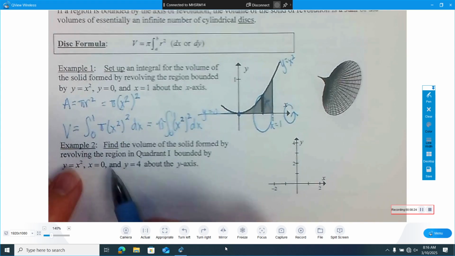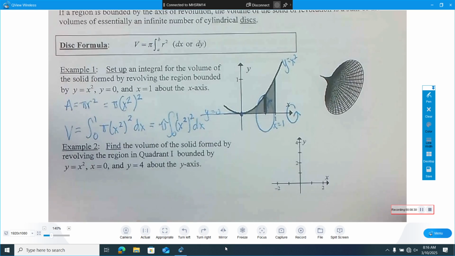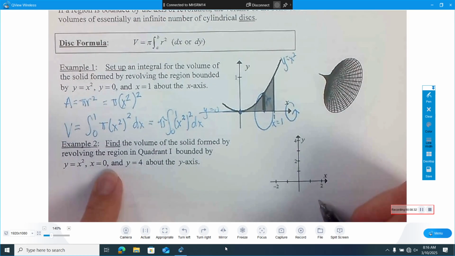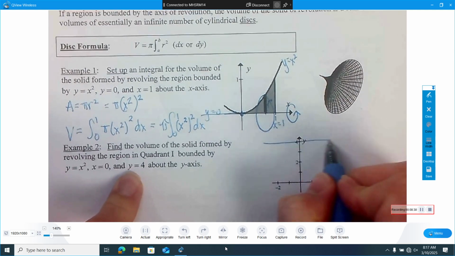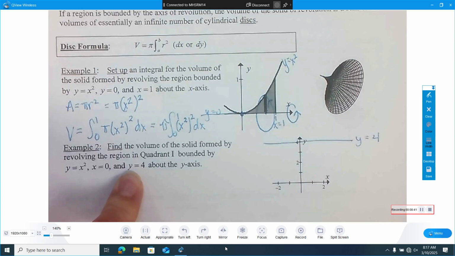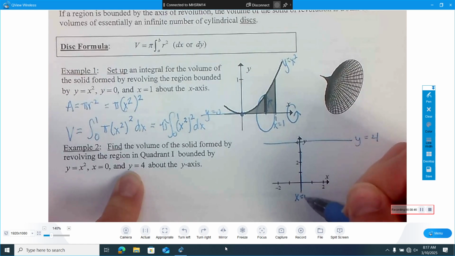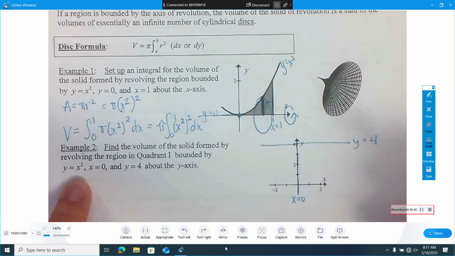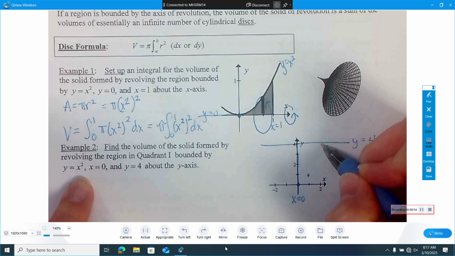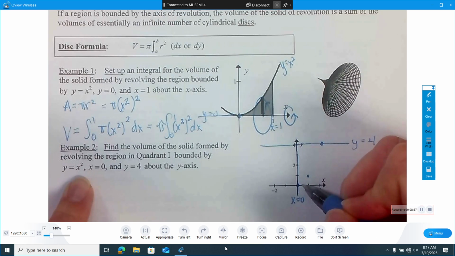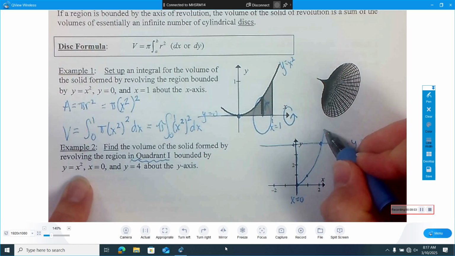Find the volume of the solid formed by revolving the region in quadrant 1, bounded by y equals x squared, x equals 0, and y equals 4. All right, well, that's kind of interesting. Here's our line y equals 4. X equals 0 is this vertical line. And then we have y equals x squared, which of course we know goes from (0, 0), (1, 1), and (2, 4). So there's half of it. And they only want the region in quadrant 1. So that's all I'm going to draw here.